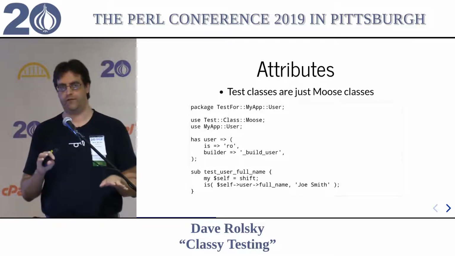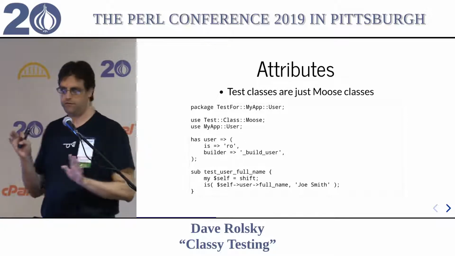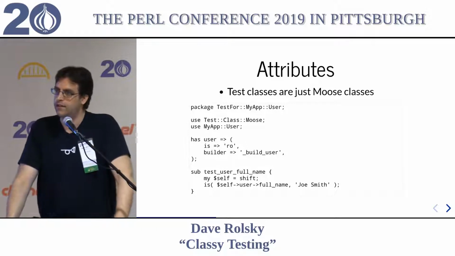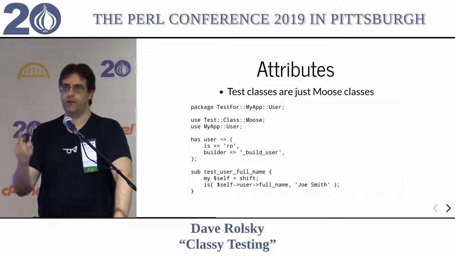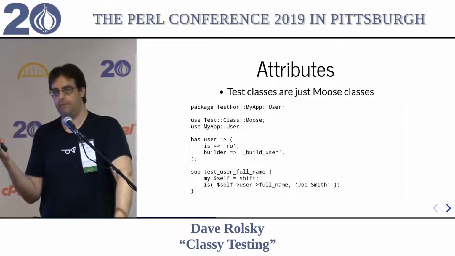Does this make sense so far? Any questions, especially about kind of the Moose aspects? All right. So my app user in this case is presumably a Moose class that has all the full name. So that brings up a great question that somebody asked me before the talk. He said, so presumably my app user is a Moose class.